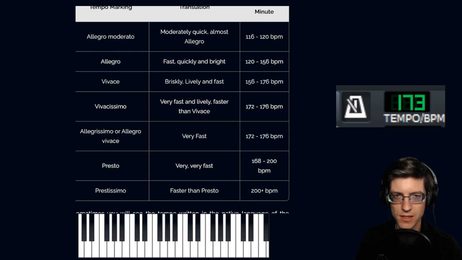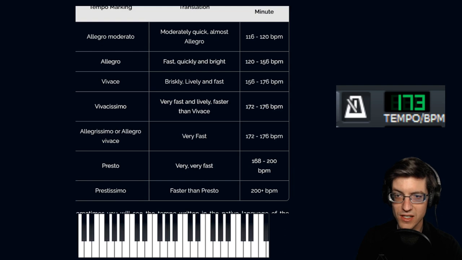So this starts at 172 and goes to 176. Oh, that's a little too fast. Okay, there we go. So that's vivacissimo, and then allegrissimo, or allegro vivace, very fast. And this is 172 to 176, so essentially the same for vivacissimo and allegrissimo, the same BPM markings.